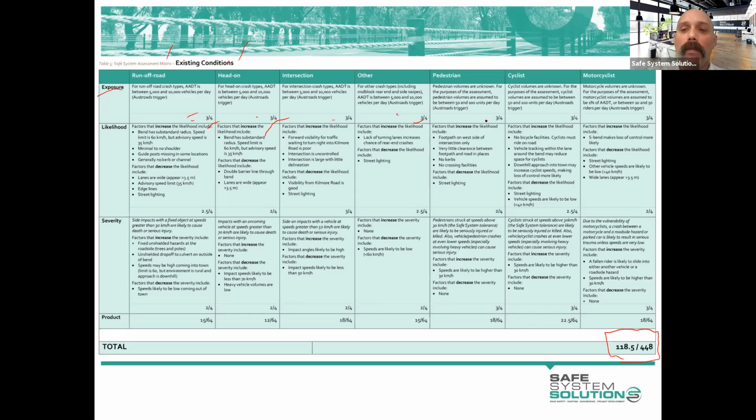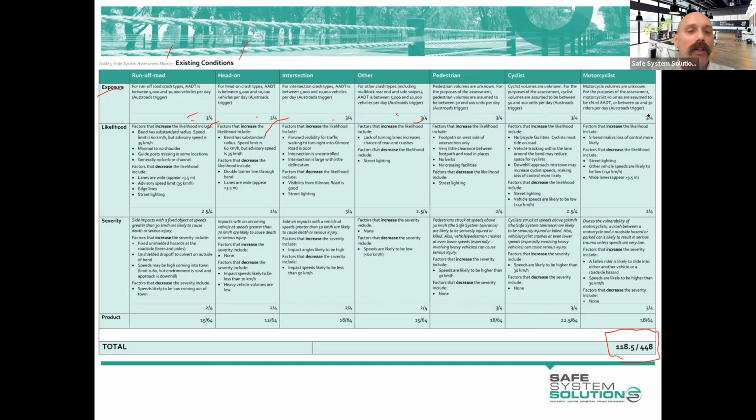Cyclists, same. You might factor in there whether it is on the principal bike network, strategic cycling corridor or the like. And motorcyclists, again, for this one, unknown, assumed to be between 10 and 50, so we get a 3 as well. So there you go. This one happened to get 3 across the board for exposure. You'll vary that as you need.